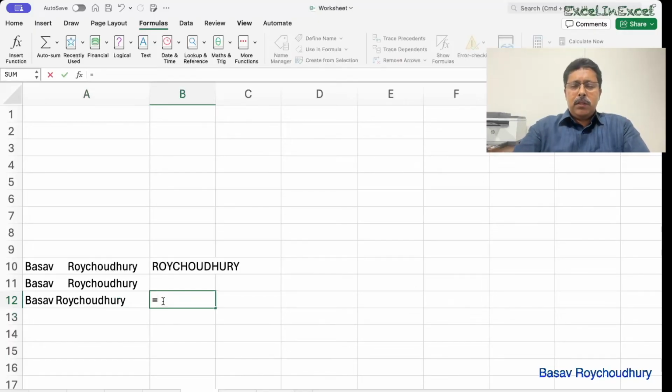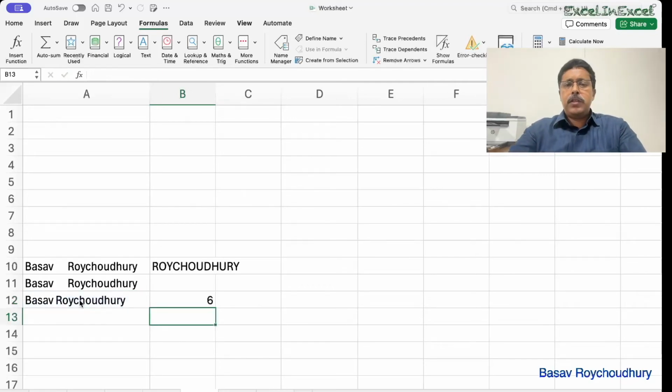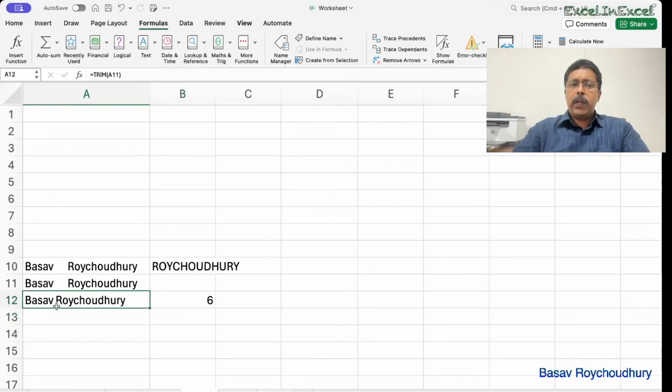I will use the FIND function to find a space in my name. It will return the position of the space, and the position of the space is 6th. I was struggling with how many characters to extract from the right. We'll use the character extraction function RIGHT, as we discussed before, but I didn't know how many characters to extract, so I was trying to figure that out. Now I just found out that the space is in the 6th position.